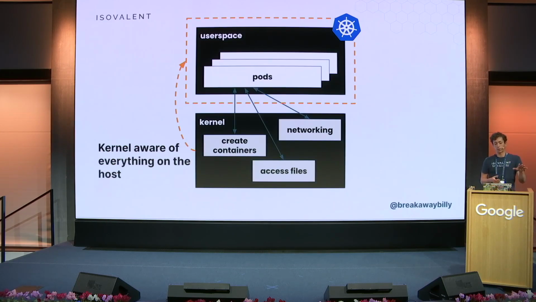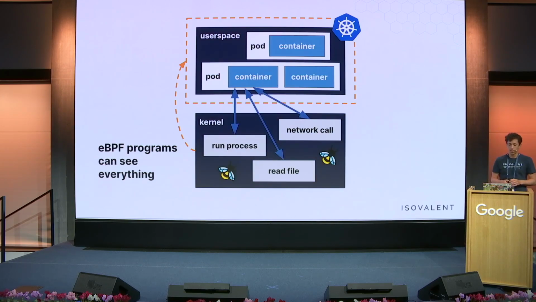Since the kernel is aware of everything that's happening on the host, like creating containers, accessing files, creating different network connections, it's seeing everything that's happening, right? As we said before, everything that you want to do as an application basically has to go through the kernel. The kernel's seeing everything that's happening in user space. And that means that eBPF programs can also see everything that's happening in user space.